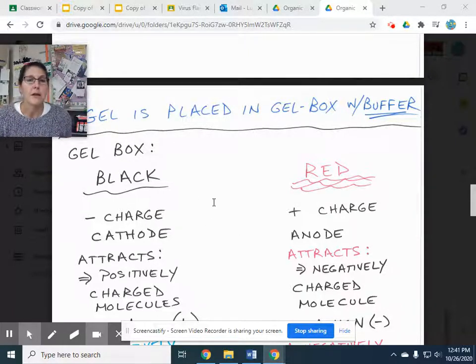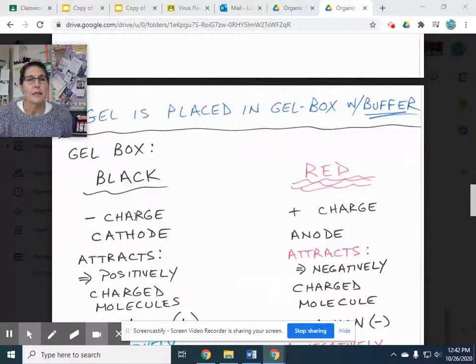That black end of the box, we said, is negatively charged. It is said to be the cathode end of your gel box. So opposites are going to attract here. So kind of like batteries, positives and negatives are going to attract. Kind of how we can create those bonds with water molecules and everything, slightly positive, slightly negative, they're coming together and they are creating a bond. Same thing's happening here. Opposites are going to attract.